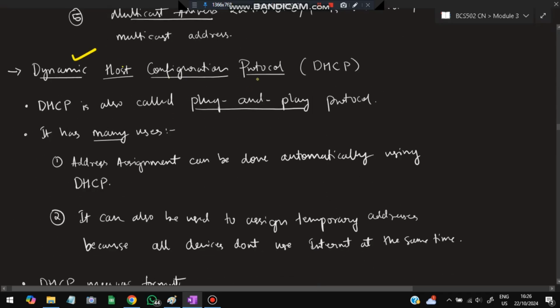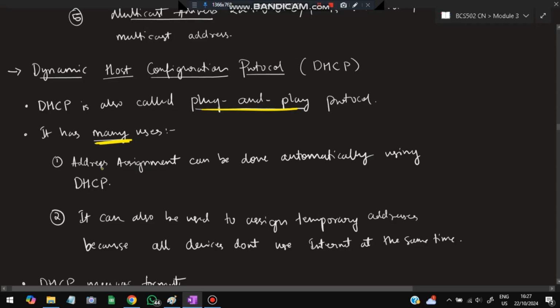Dynamic Host Configuration Protocol. Till now, we discussed that we'll be taking addresses and transferring data, but who will configure what address it is and how it should be used? That is determined by DHCP, the Dynamic Host Configuration Protocol. It is a plug and play protocol. It's very easy to use. It has many users. Very important protocol.